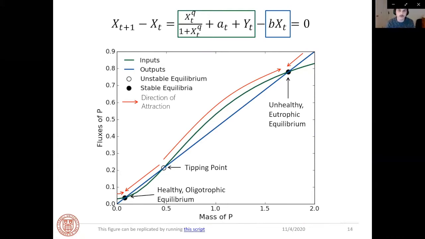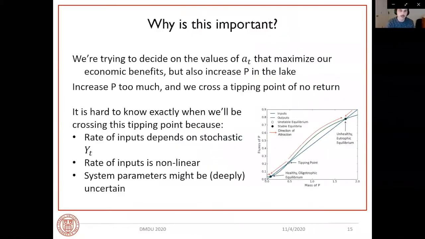So really an important part of this system is that we have this tipping point, this mass of phosphorus, where if we go above that mass of phosphorus, if there's more phosphorus in the lake than the tipping point, then it irreversibly ends up trending towards this unhealthy eutrophic equilibrium. So why is this important? Why is understanding the system important?